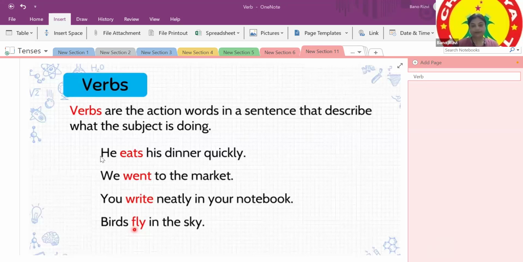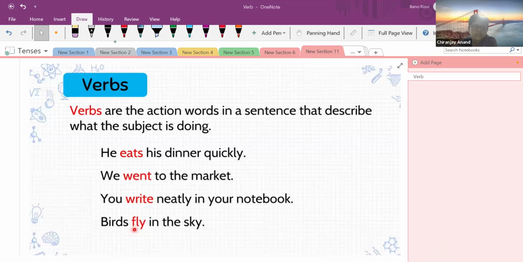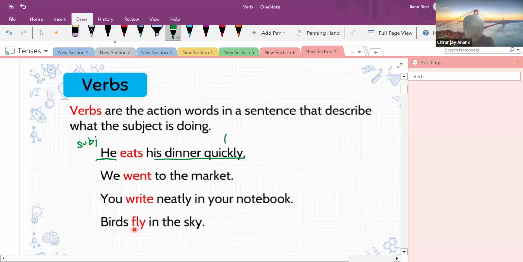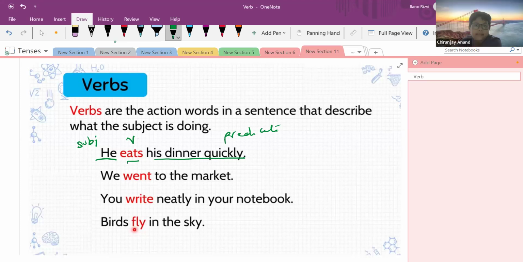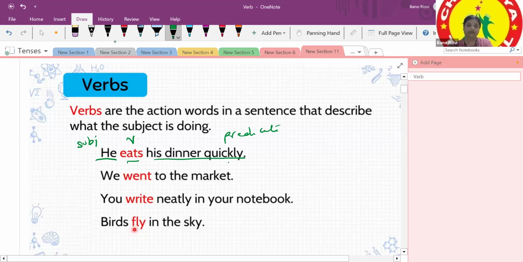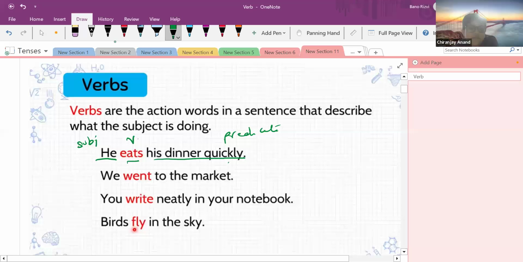Now, he is the subject. Yes, ma'am. Now eats is the verb, and the rest is the predicate. Ma'am, I think quickly is also a verb. No, quickly is not a verb. Leave it out. We'll talk about it later; quickly is an adverb. Okay, ma'am.